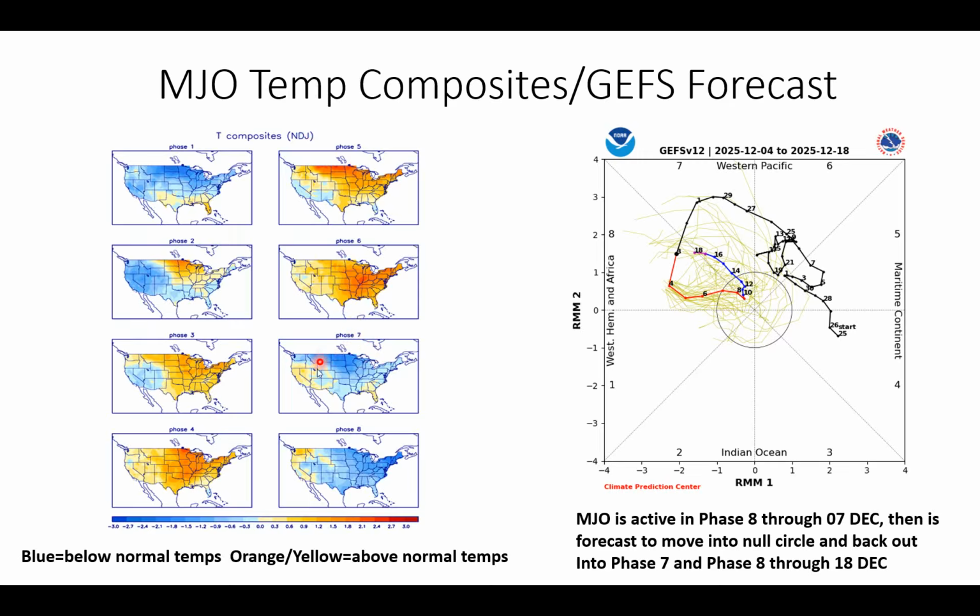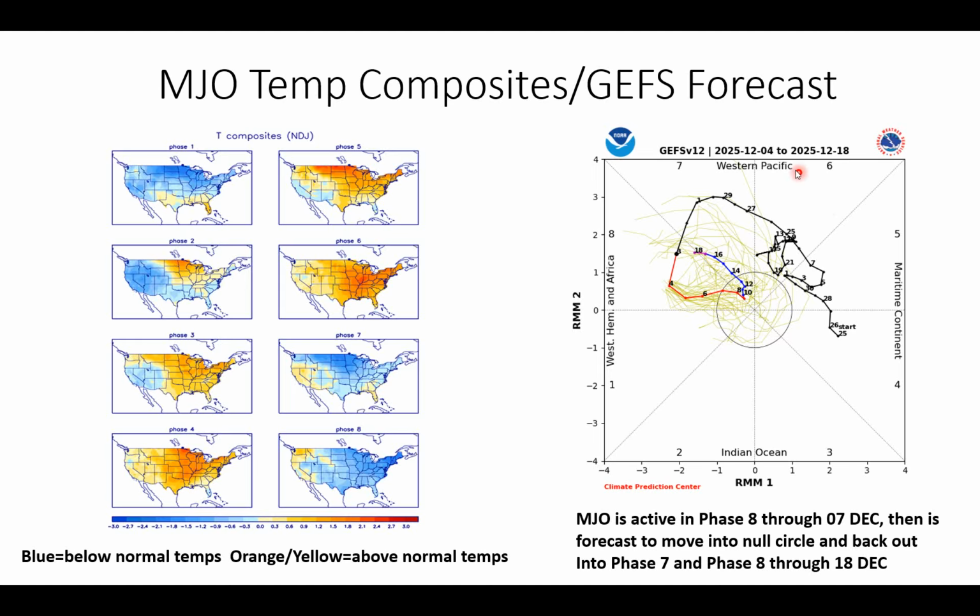Blue colors on this graphic here on the left on these plots indicate below normal temperatures. Orange colors indicate above normal temperatures. So let's take a look at the forecast here on the right-hand side. This is the latest Jeff's V12.